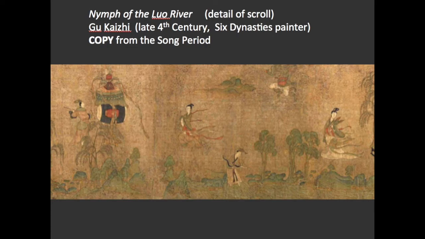The Nymph of the Luo River is a hand scroll painted by the master of the Six Dynasties period, Gu Kaizhi. He was arguably the most important artist of the Six Dynasties period. This is an example of his combined figure painting with elements of landscape, but for the most part, figure painting is what flourished in the Six Dynasties. Landscape painting will become much more important later, especially in the Song Dynasty.